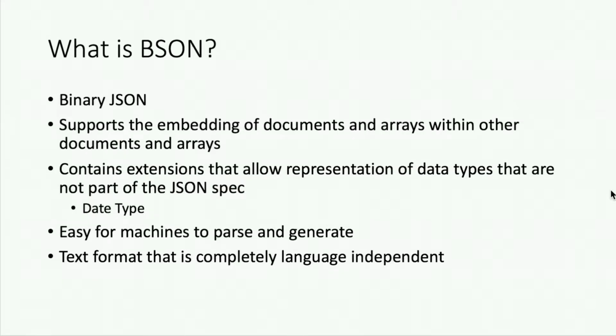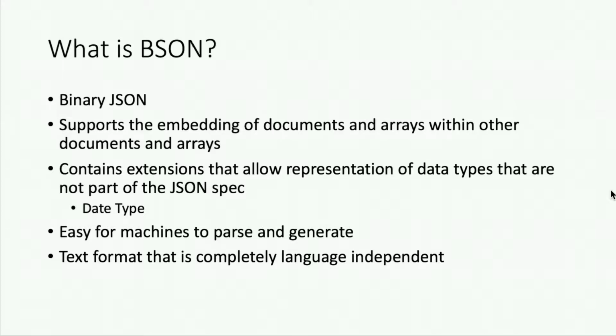Now, MongoDB uses a JSON-like format called BSON, binary JSON. It supports the embedding of documents and arrays within other documents and arrays. You saw just a minute ago I spoke about JSON. It's pretty much exactly the same sort of setup. It also, however, contains extensions that allow representations of data types that are not part of the JSON spec. You can go and have a look at them if you want. Date type is an example of that, and it also has its own sort of IDs and things.